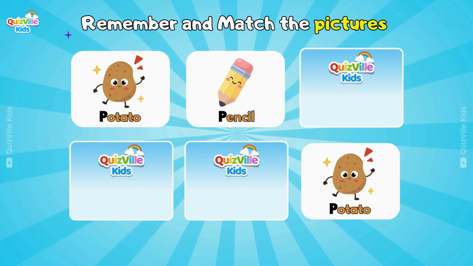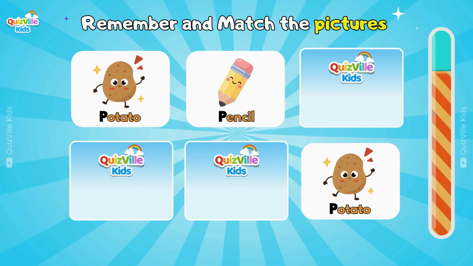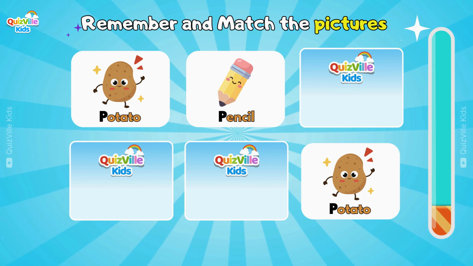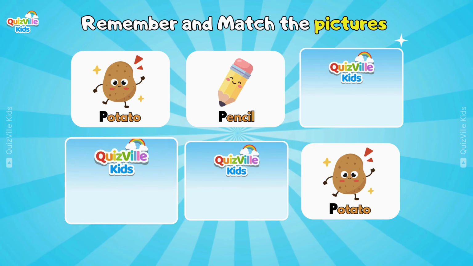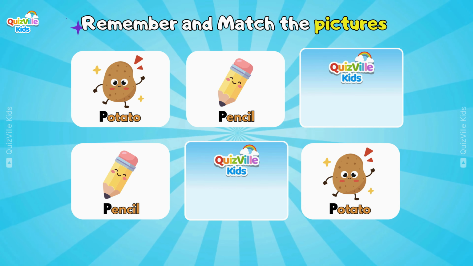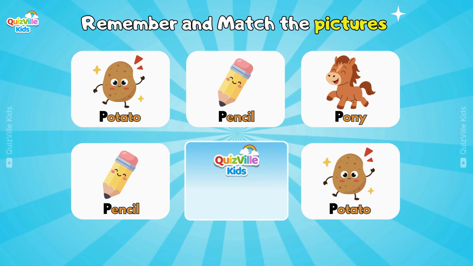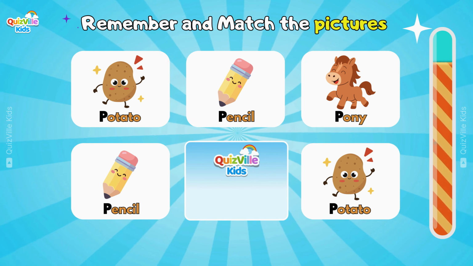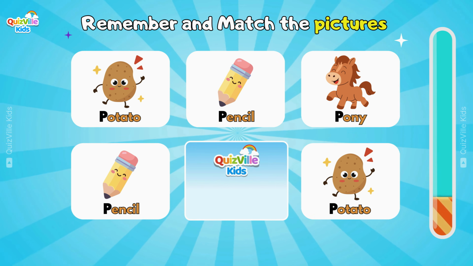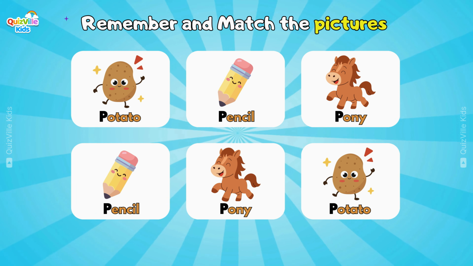Good job! Now, can you find the matching pencil? Pencil starts with P. Right here! Correct! Finally, can you find the matching pony? Pony starts with P. Well done!